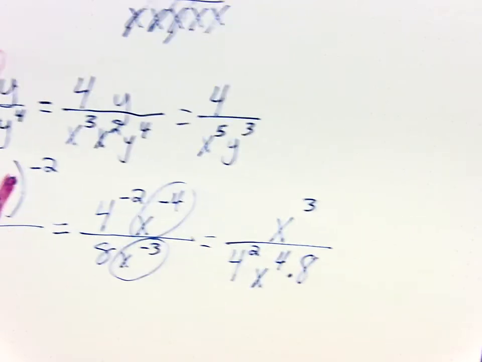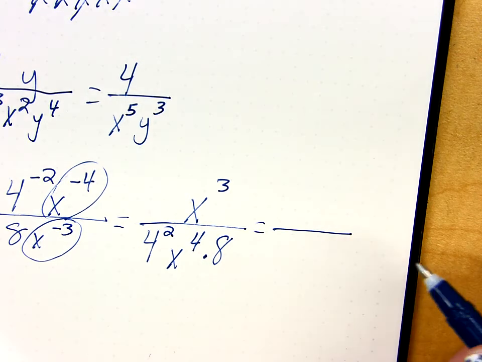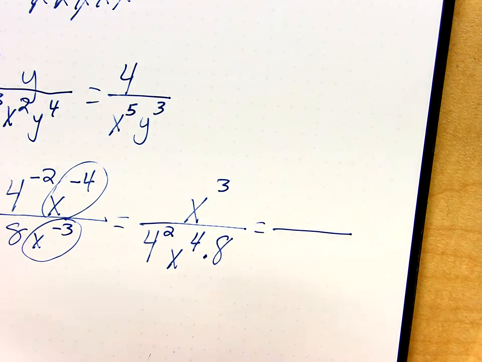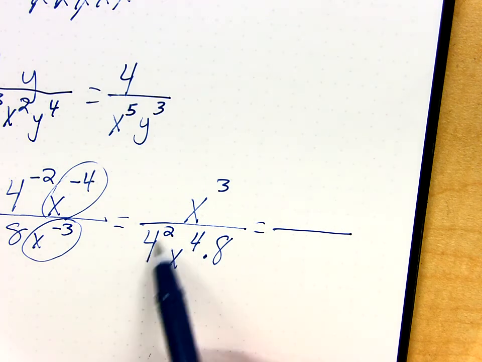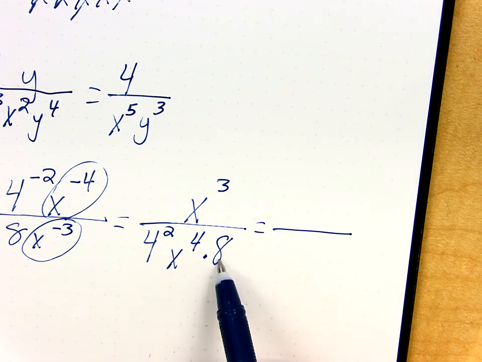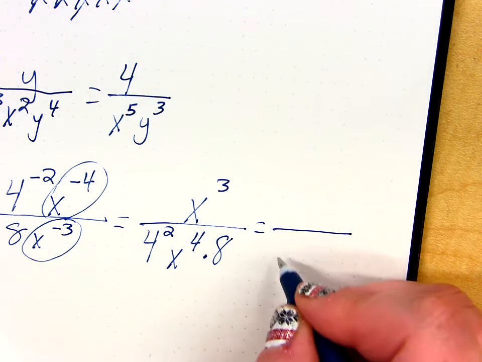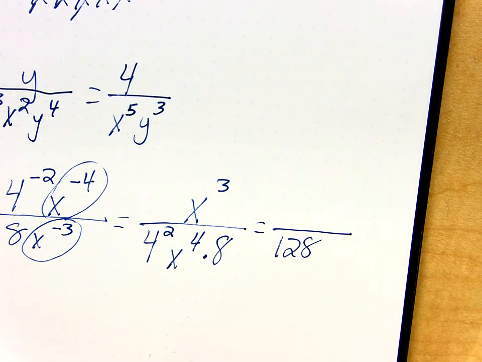Now I'm ready to attend to this. Now that I took care of all the negatives, I don't have any powers of powers to worry about. I'm going to start off with the numbers. I have 4 squared on the bottom, or 16, times 8. That's all staying in the denominator. Whatever 16 times 8 is, 128. That's just in my denominator, 128.